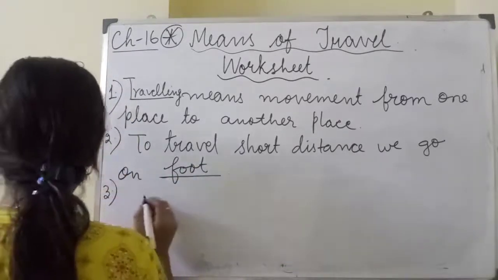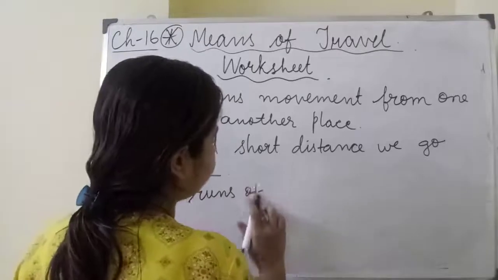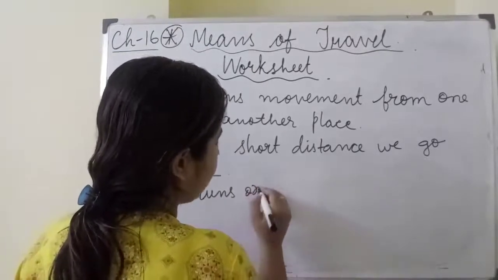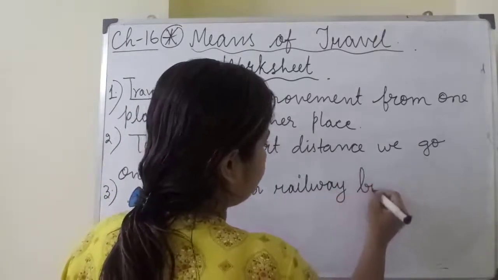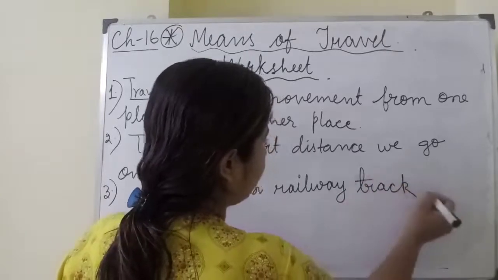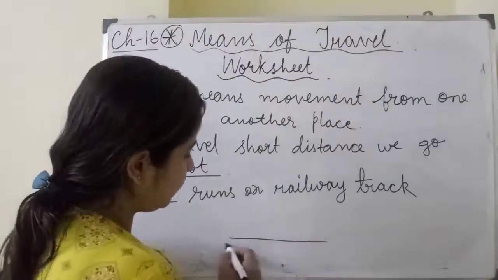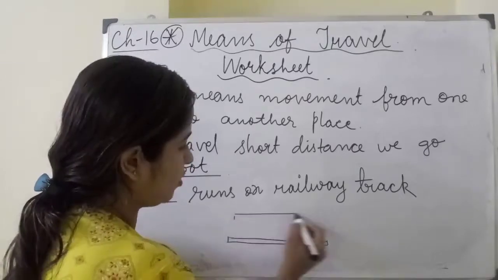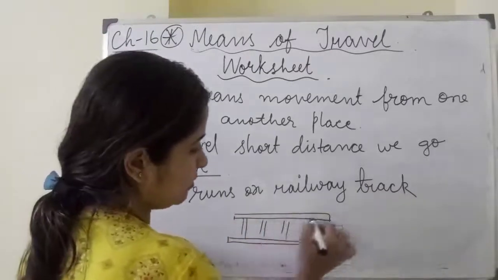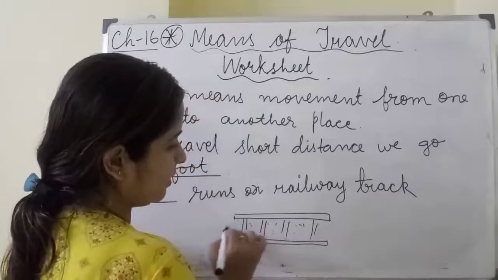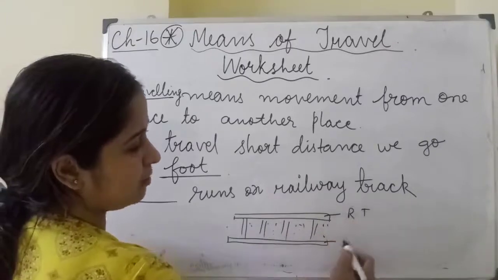Third is dash runs on railway track. Okay, dash runs on railway track. What runs on railway track? Railway track means these kind of single lines. Yes, these kind of iron lines, and these are connected like this. Fine. There are some stones spread here and there. So these are called railway tracks.